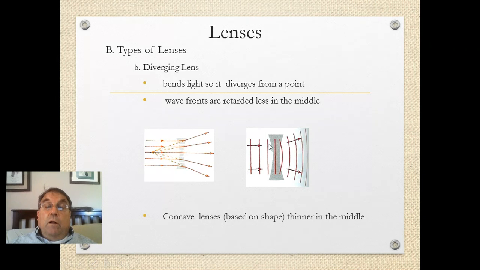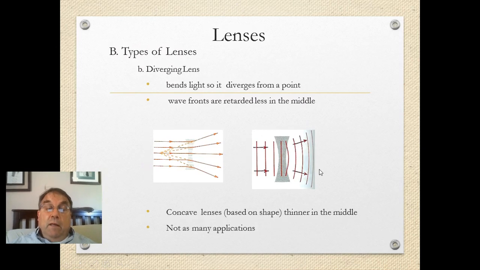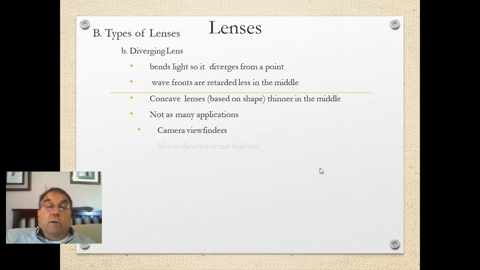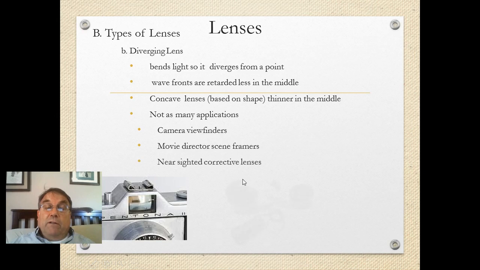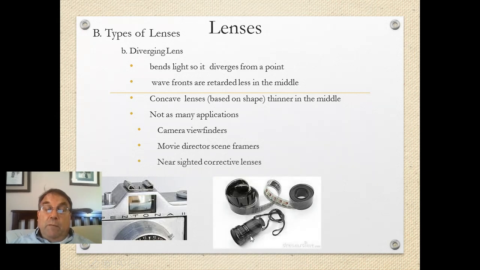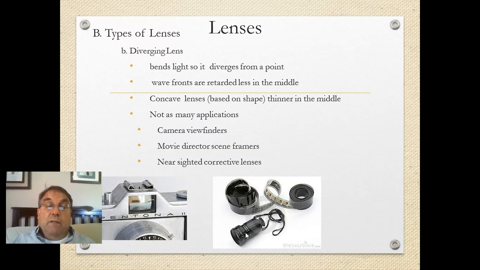They're also called concave lenses for obvious reasons. The shape of the lens is bent inward like a cave. They're not as common. Camera viewfinders, if it's a high-end camera, the viewfinder is supposed to give you a view of exactly what you're going to see in the field of the picture. And then movie directors use special objects that have concave lenses in them that help them to see exactly what the camera's going to see.